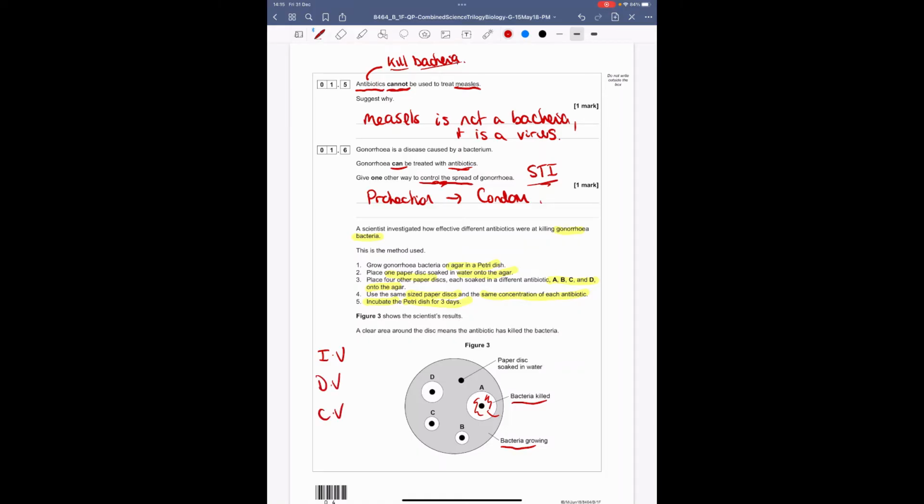The independent variable is the one thing that you change in an investigation. So I can see that what they are changing is the types of antibiotics. What they are measuring is our dependent variable, where they're measuring the area in which the bacteria is killed.